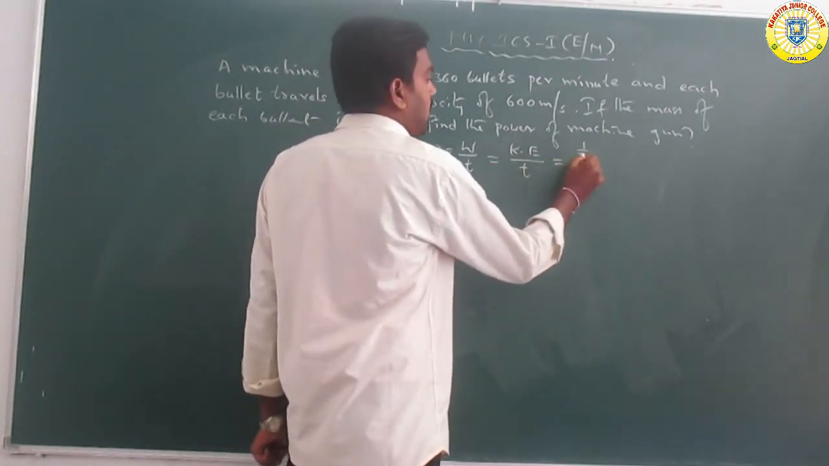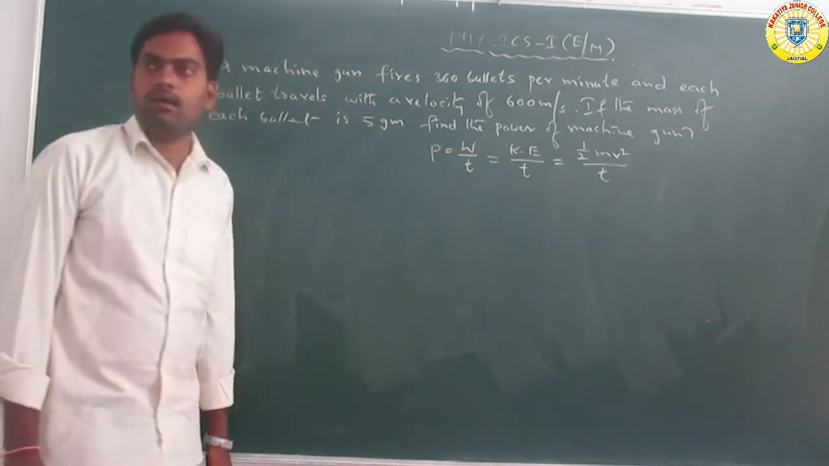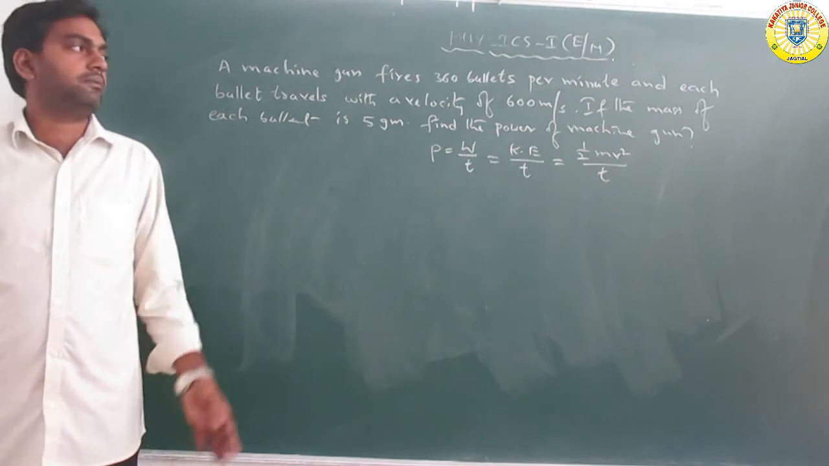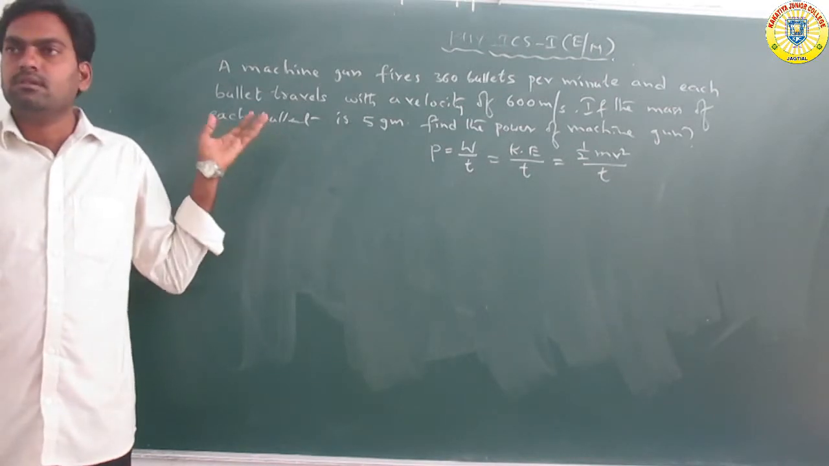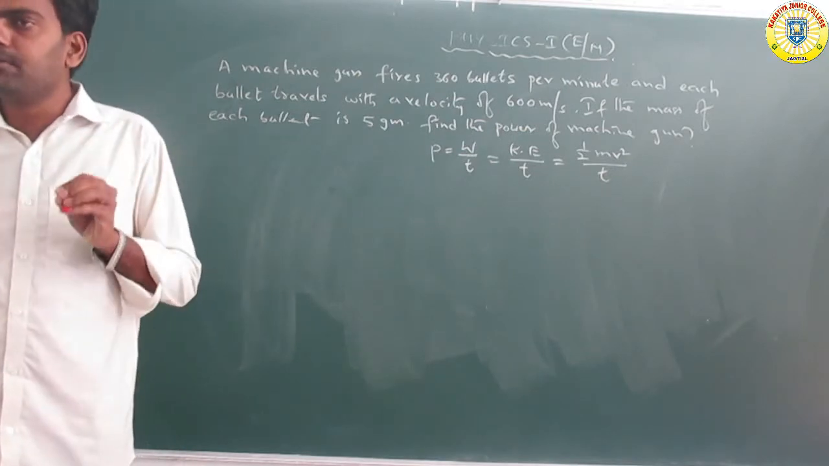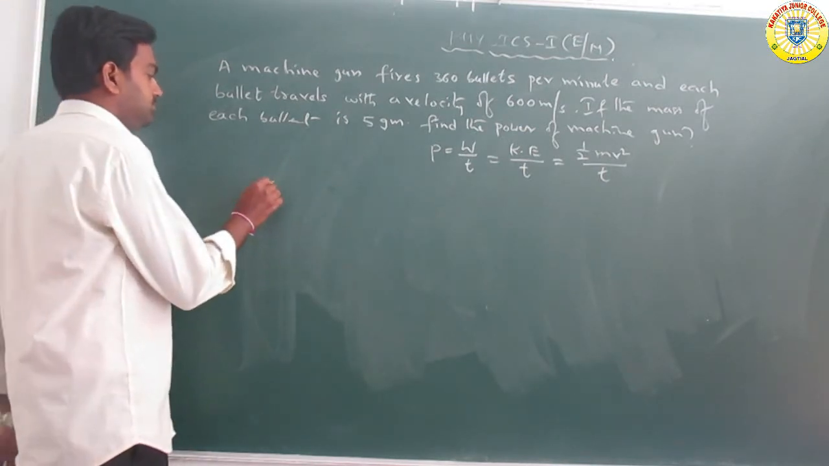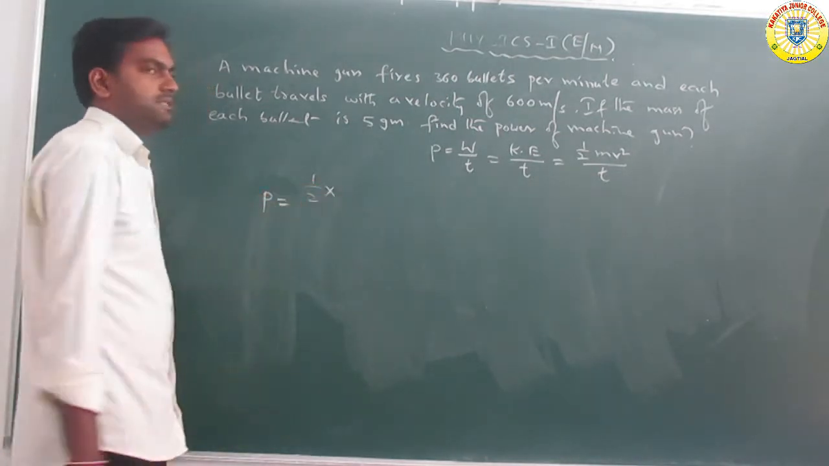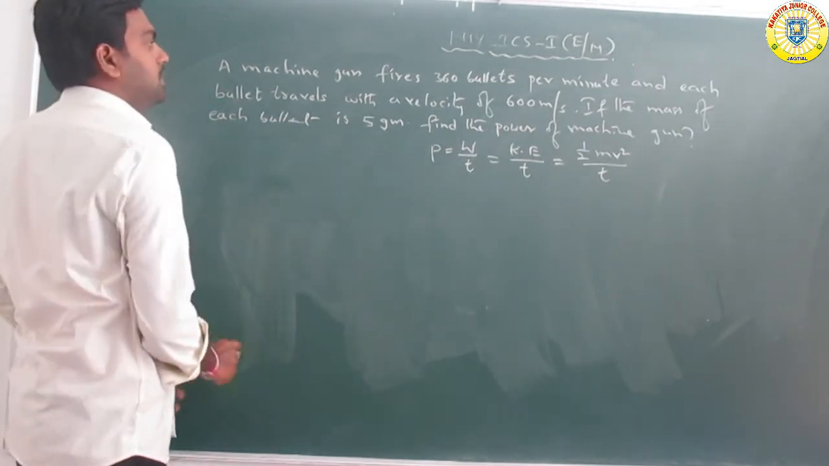Kinetic energy is half m v squared, divided by time t. There is also potential energy, but that is zero in this case. So power is equal to the kinetic energy by time. To find the power we find the kinetic energy and the time and substitute in the equation. P is equal to W by t, where m is the mass of each bullet.